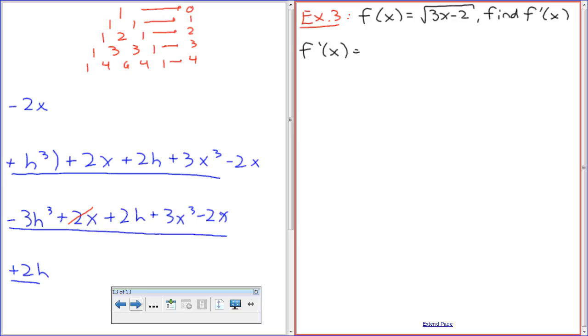All right, Derek, what's the limit statement, please, for f prime of x? It's the limit as h approaches 0 of f of x plus h minus f of x over h.